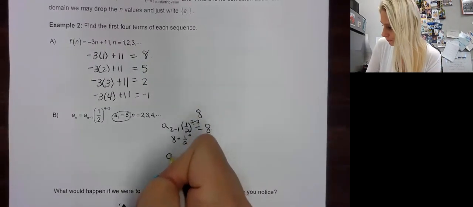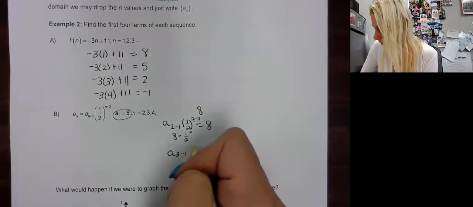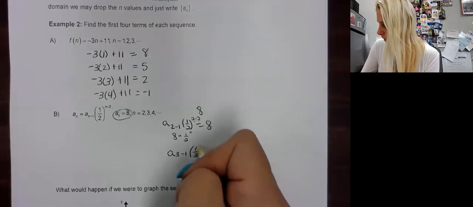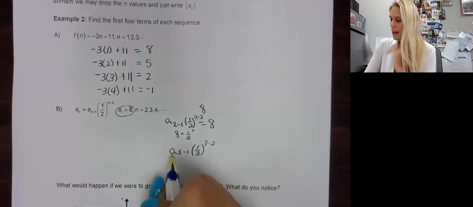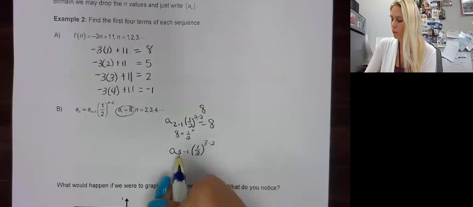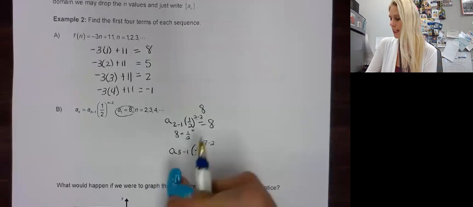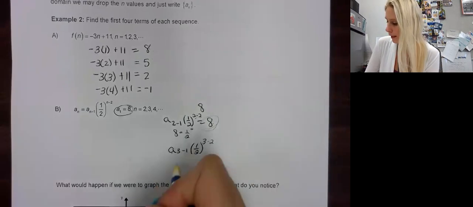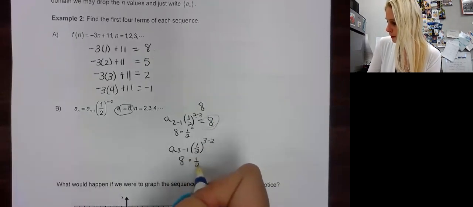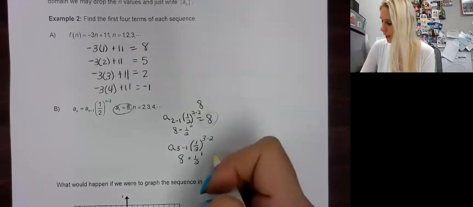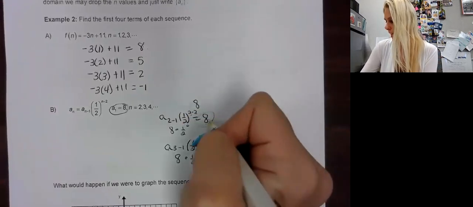Let's try the next one. So we would say a sub 3 minus 1 times 1/2 to the 3 minus 2. Well, 3 minus 1 is 2, so we're going to take the value of a sub 2, which we got was 8, and multiply by 1/2 to the first. Well, what value does that give us? That gives us 4. So far, 8, 8, 4.